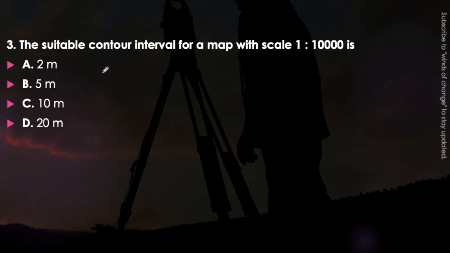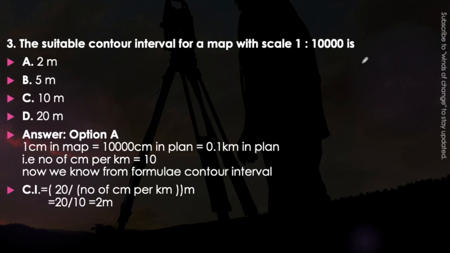Next question. The suitable contour interval for a map with the scale of 1:10,000 is 2 meter, 5 meter, 10 meter or 20 meter. This is a very important question. Many a times this question is asked in various examinations with change of the values. So the suitable contour interval for this scale, that 1:10,000, will be, just think about it. It will be option A, that is 2 meter, and how it is obtained?